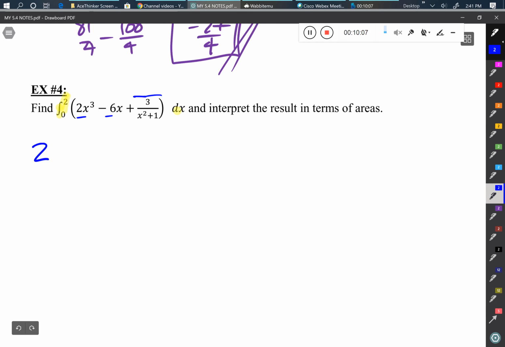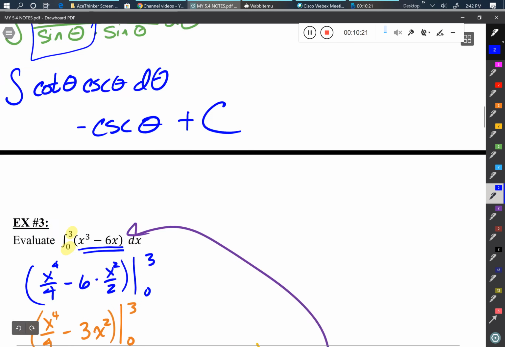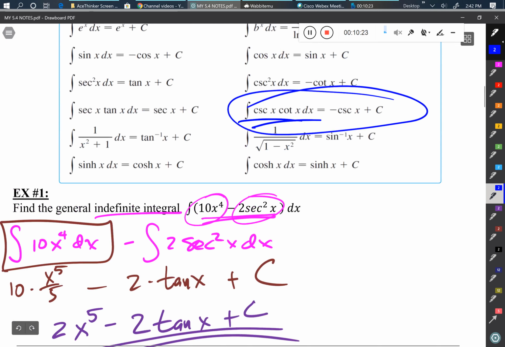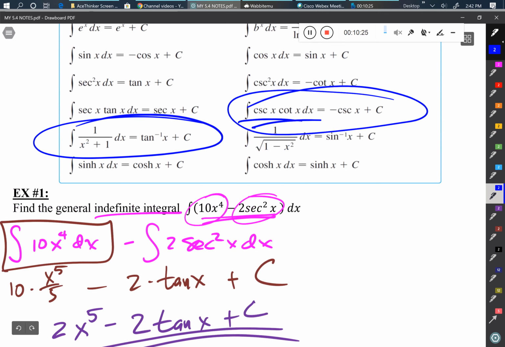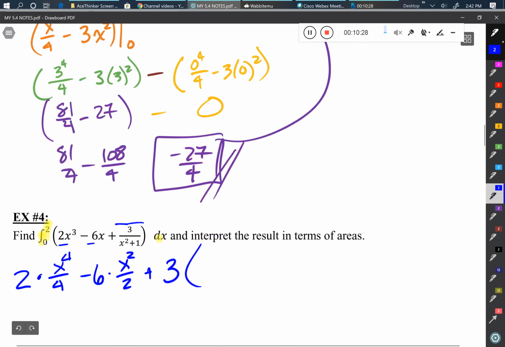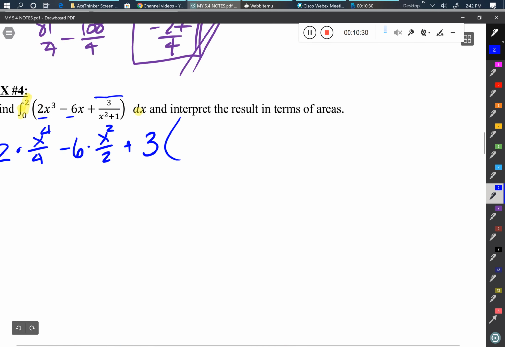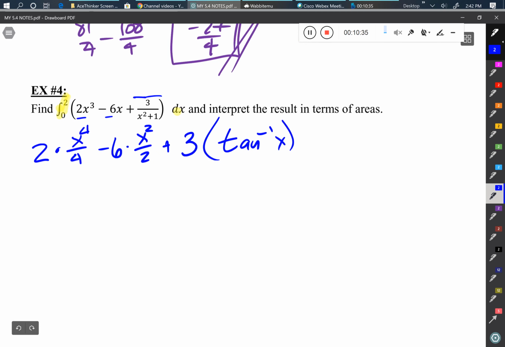Antiderivative of the first term is going to be 2 times x to the 4th over 4 minus 6 times x squared over 2 plus 3 times, what's the antiderivative of 1 over x squared plus 1? Gosh, I wish I had these memorized. I wouldn't have to keep scrolling back up every single time to recognize that that's arctangent. Man, but okay. Arctangent of x, and then all of this needs to be evaluated from 0 to 2.